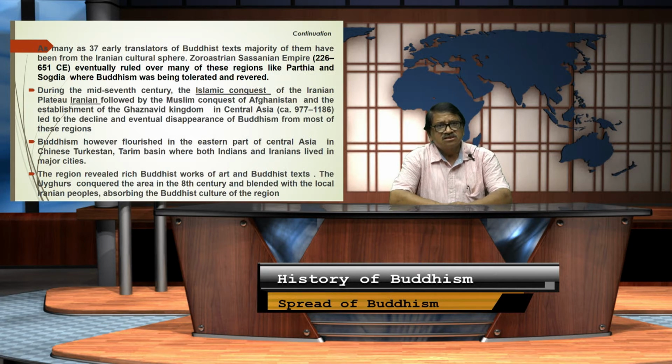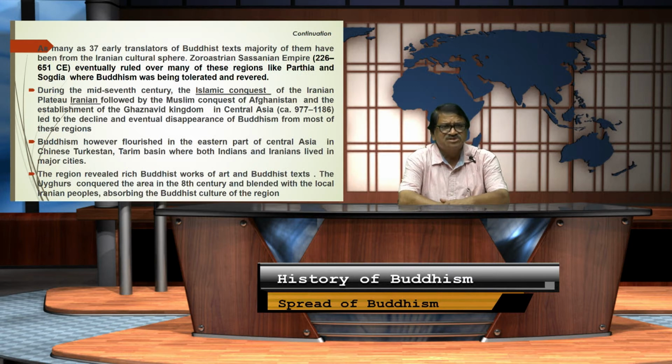Zoroastrian and Sassanian Empire, from 226 to 651 AD, eventually ruled over many of those regions like Parthia and Sogdia, where Buddhism was being tolerated and revered.